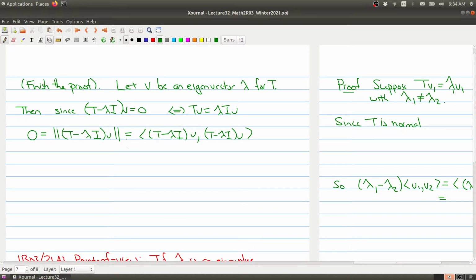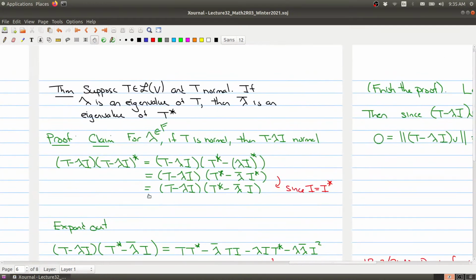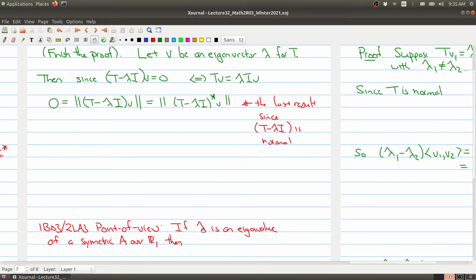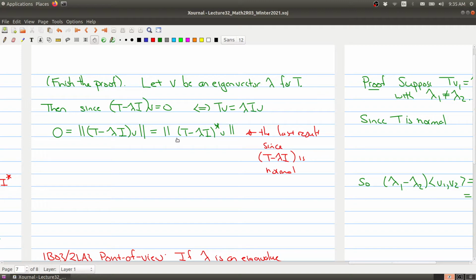The point is that this is equal to the norm of this other vector. And why is that? Since T minus lambda I is normal. The last result showed that this operator is normal, and that was the claim. Now we go back to the first result, which says that when you have a normal operator, T and its adjoint preserve the norm. This is our operator, it's normal, so these preserve the norm.